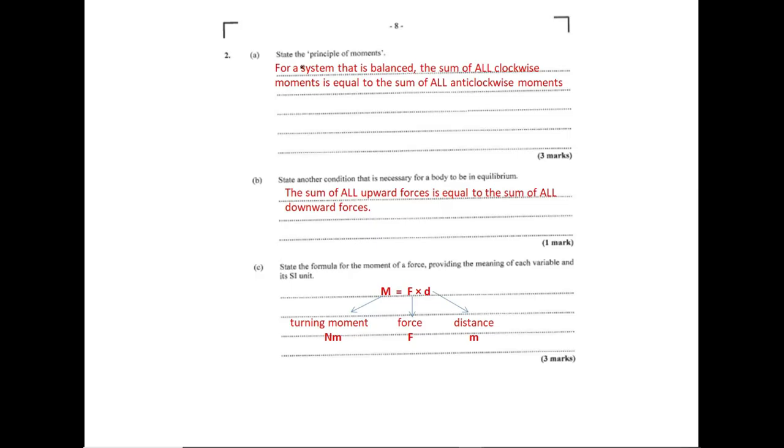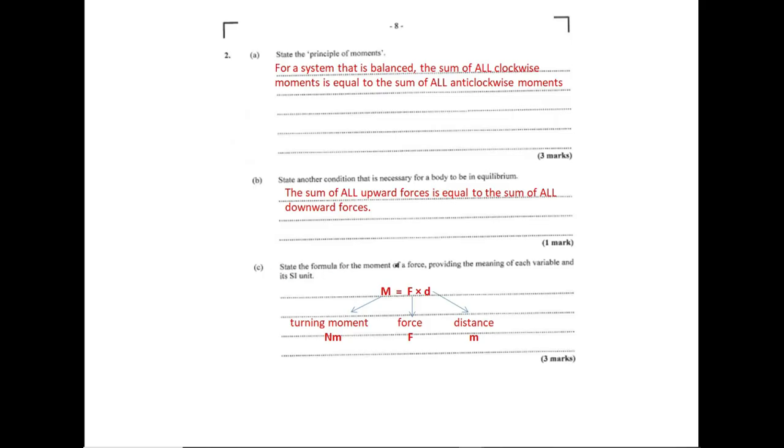Okay, so it says state the principle of moments. So for a system that is balanced or at equilibrium, the sum of all clockwise moments is equal to the sum of all anti-clockwise moments. The next question says state another condition that is necessary for a body to be in equilibrium. So the next one is that the sum of all upward forces is equal to the sum of all downward forces. So we're in question 2 now. So there you can see that we're dealing with moments.